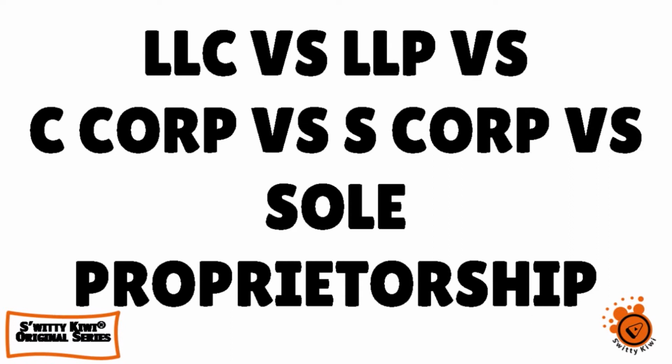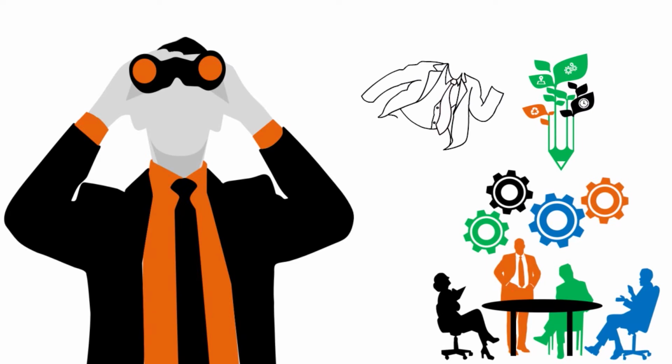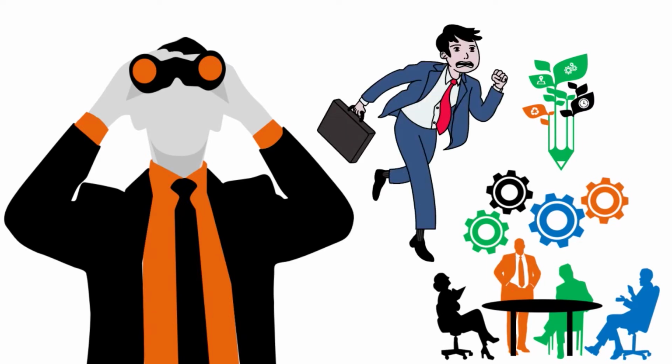Today's conversation is very simple. The differences between an LLC versus LLP versus C Corp versus S Corp versus Sole Proprietorship. There are numerous advantages and disadvantages to each entity. So to determine which business structure will best suit your company, it's important to take a thorough look at the characteristics, benefits, and limitations of each type of structure.